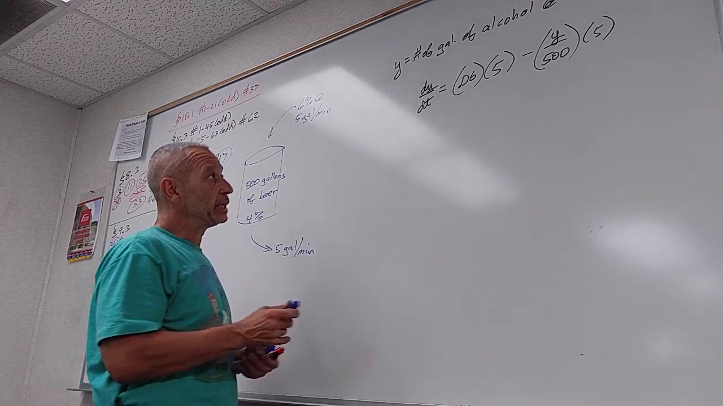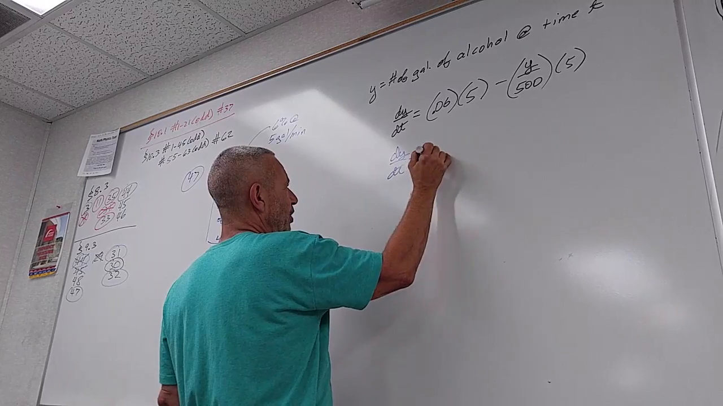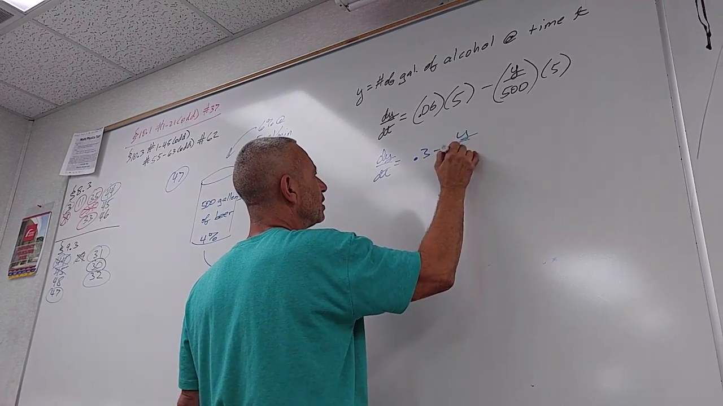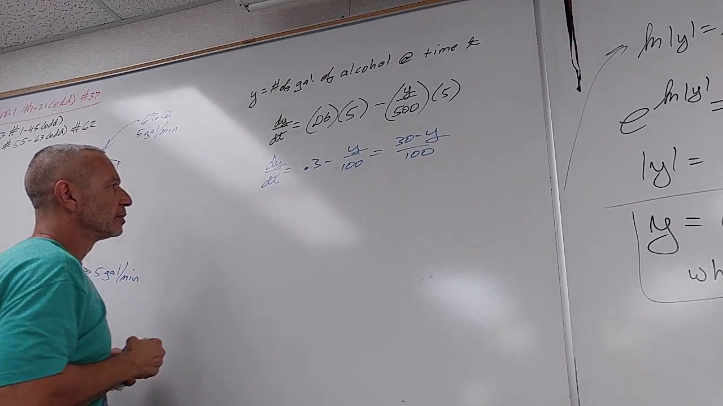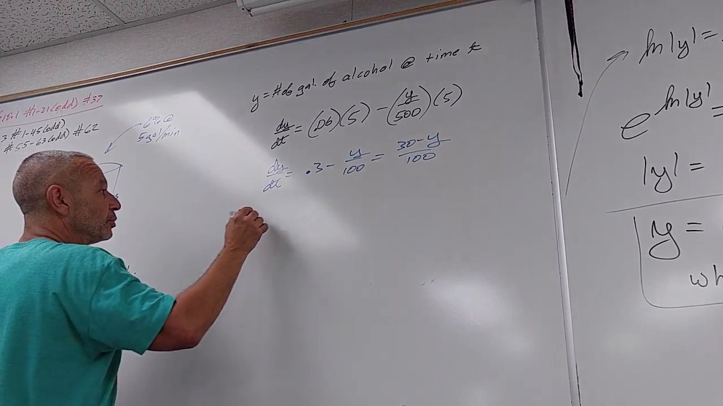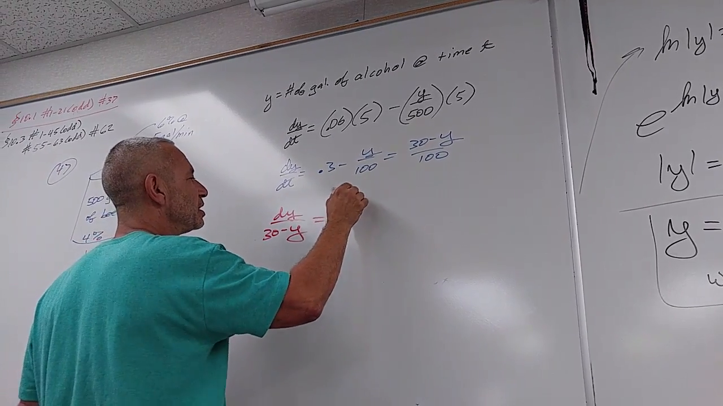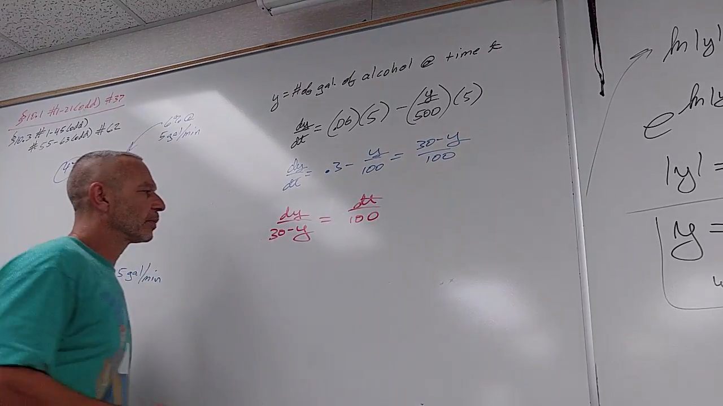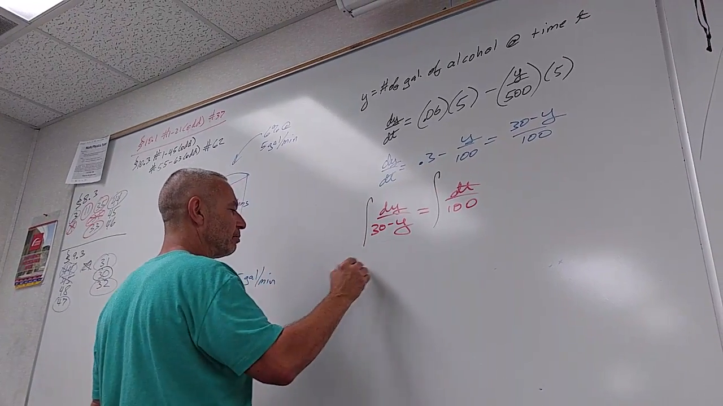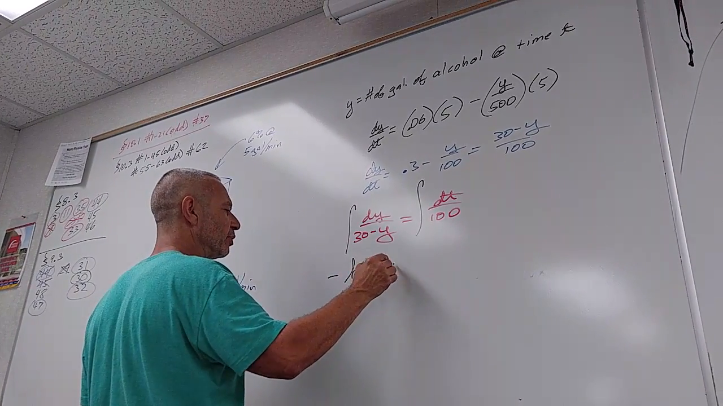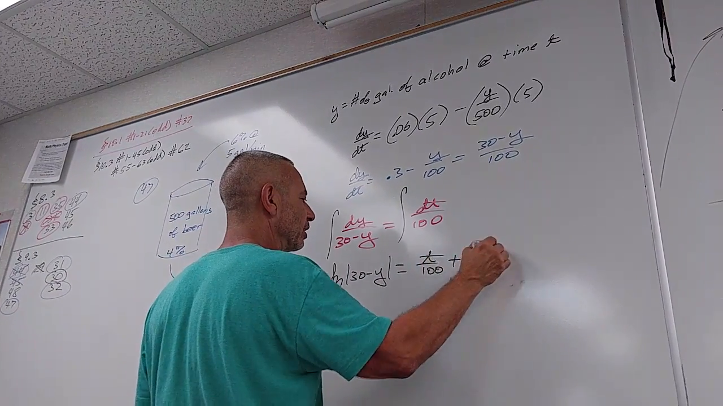So dy/dt is 0.3 minus y/100, which is (30 minus y)/100. So dy/(30 minus y) is equal to dt/100. When we integrate both sides, we get minus the ln of the absolute value of 30 minus y equals t/100 plus an arbitrary constant.